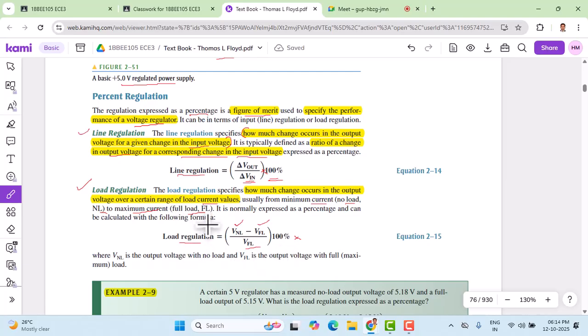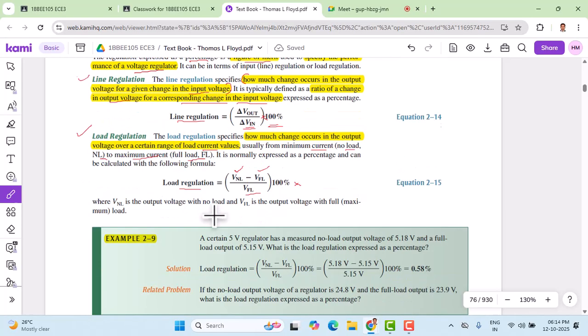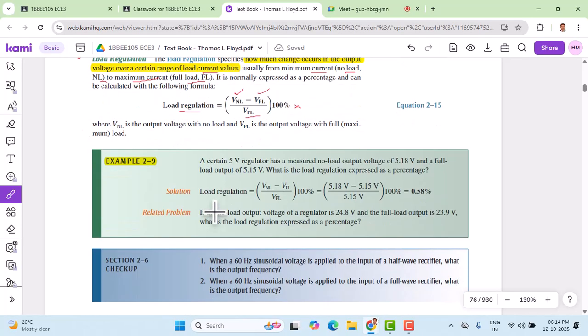So these are the two performance parameters of voltage regulators, and we have one related problem. Here a 5-volt regulator is measured with a no load output voltage of 5.18 volts and a full load voltage of 5.15 volts. What is the load regulation expressed as a percentage? Straight away we can substitute V NL and V FL in this formula and calculate, and that gives 0.58% as the load regulation.